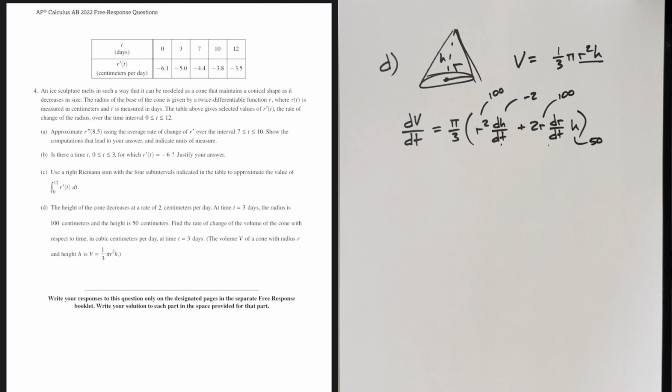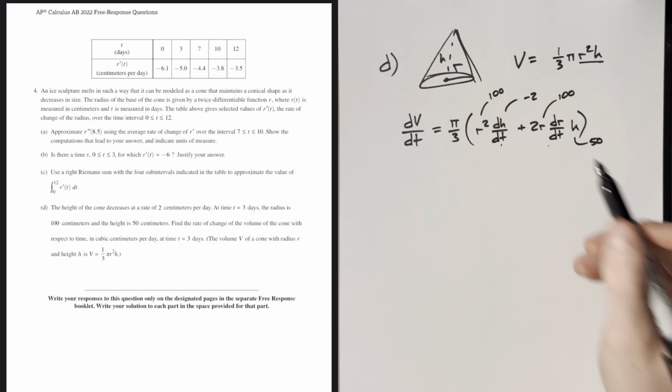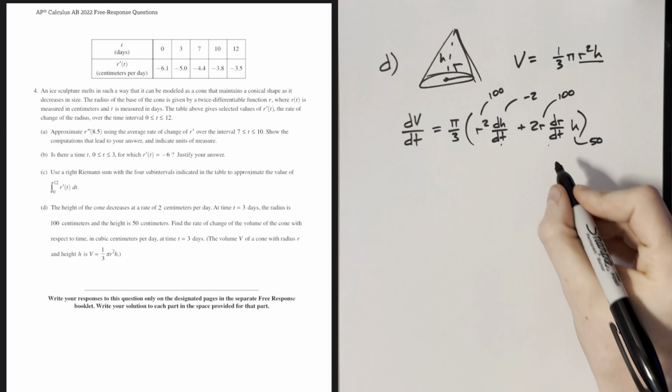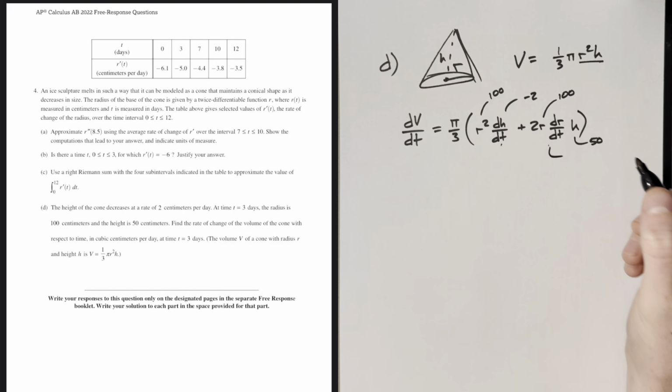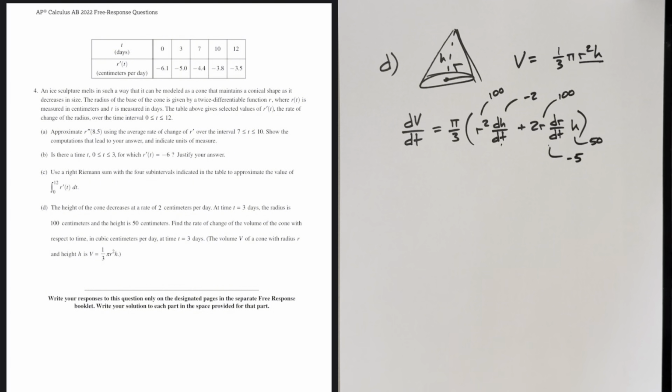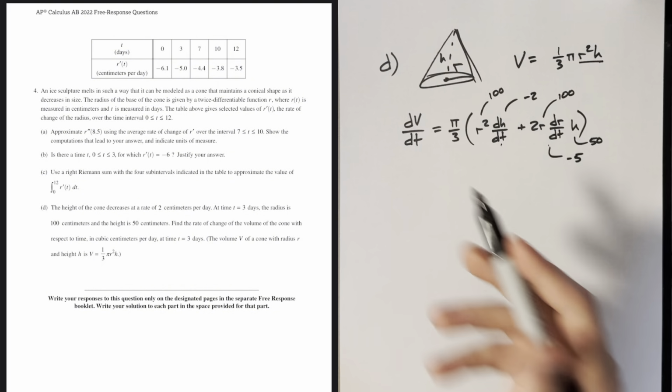Now, the one thing that we don't have is dr/dt, our rate of change of the radius at time t equals 3. The great thing is we look back at our table. What does our table get us? R prime of t, or dr/dt. This gives us the rate of change of our radius at t equals 3. We look back, and it's equal to -5. So now I'm just going to plug all of these values in and solve for dV/dt.